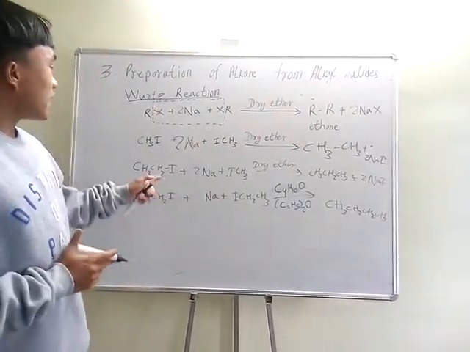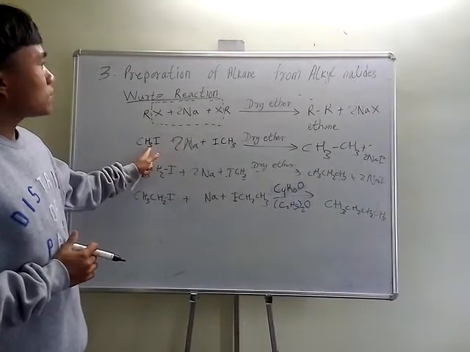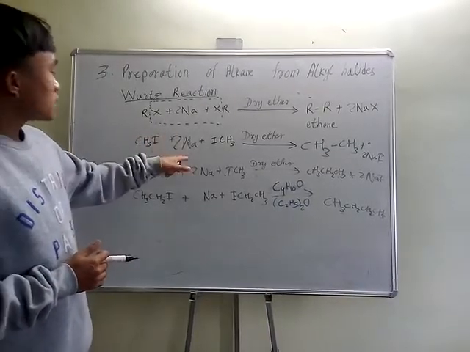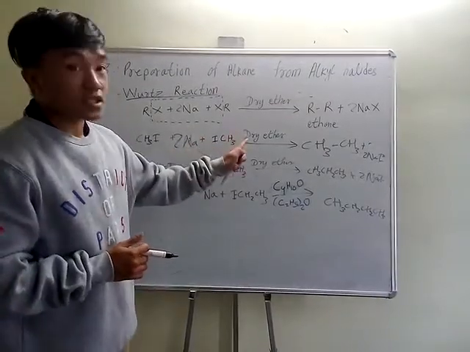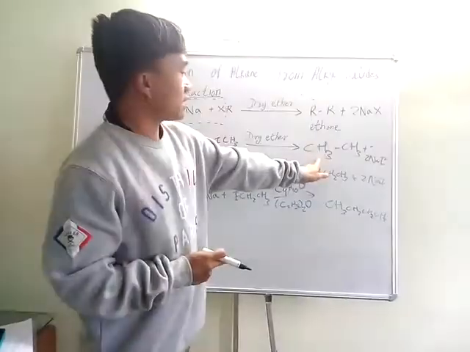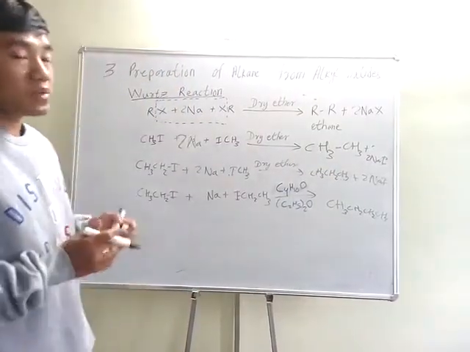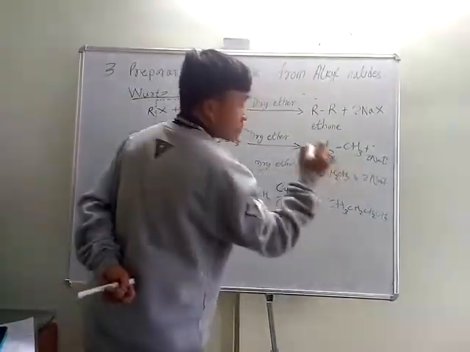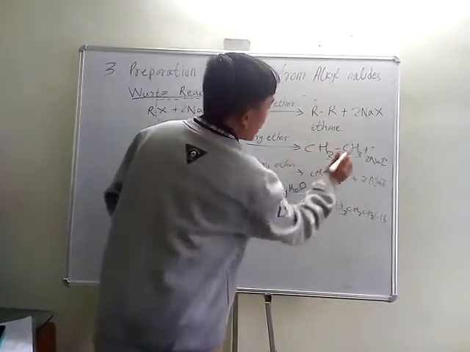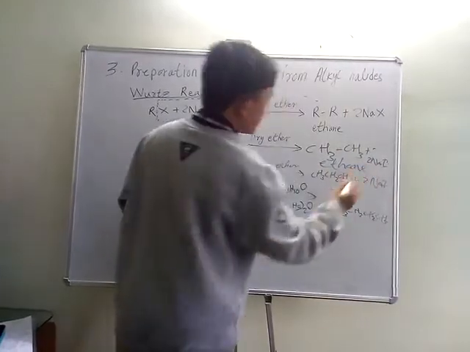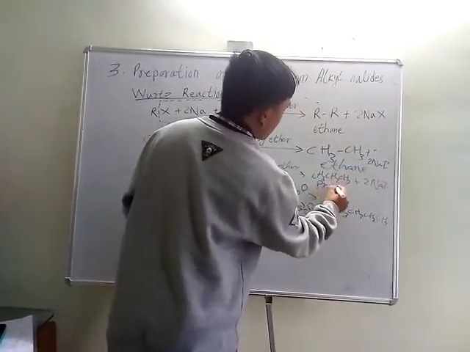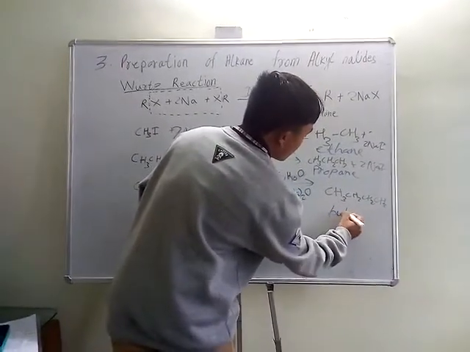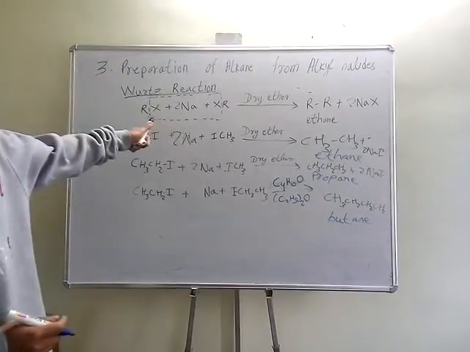So when we add the compound, the compound means alkyl halide, with sodium, in the presence of dry ether, we get alkane. Okay, you have to know now. In chemistry, naming is very important. So now we have to name them. If you don't name that, you will not get the marks. Please remember that. So this is ethane, 2 carbon ethane, 3 carbon is propane, and here 1, 2, 3, 4, 4 is butane, okay? So this is Wood's reaction.